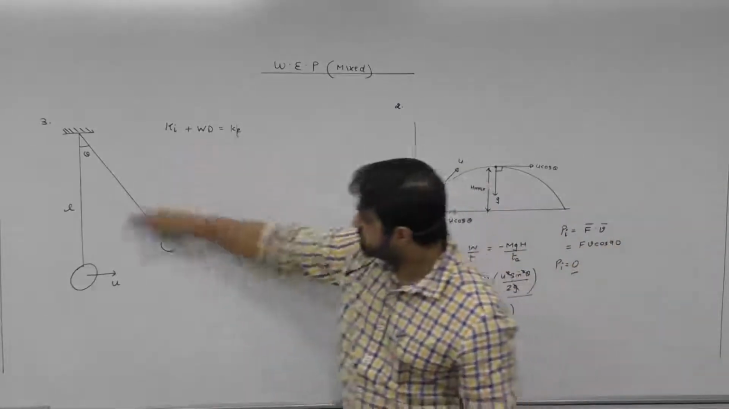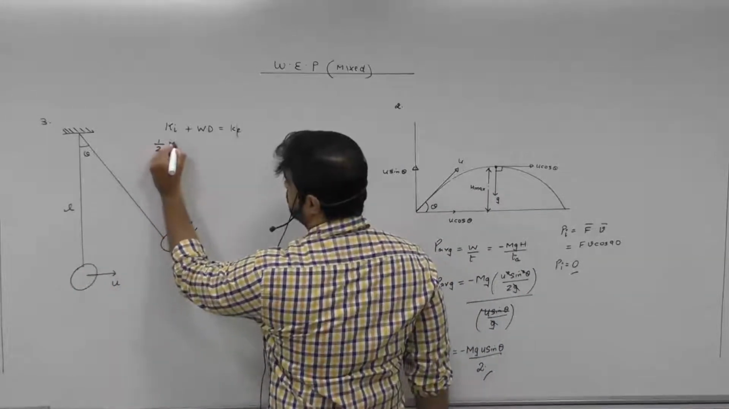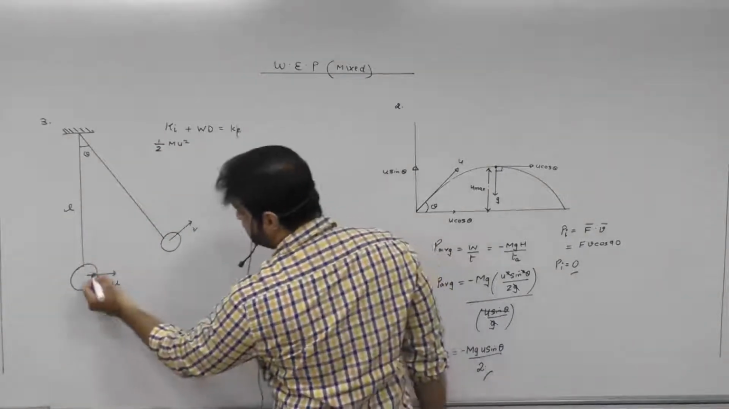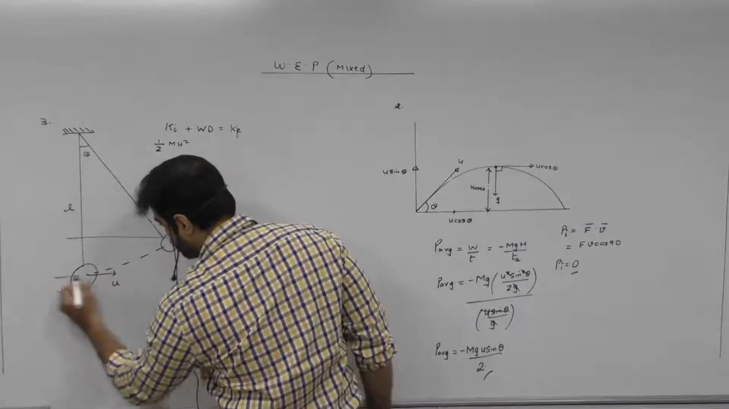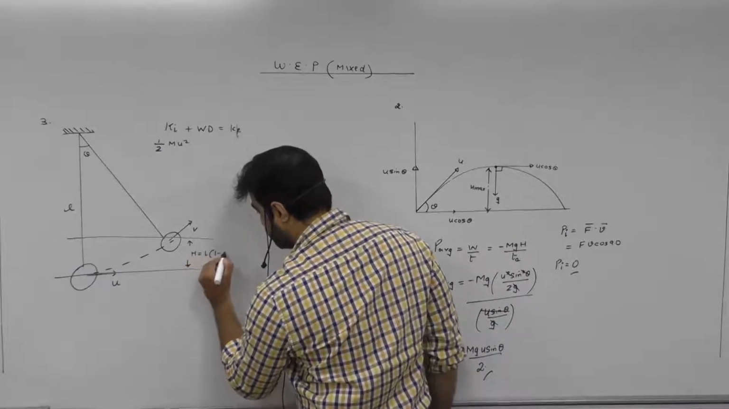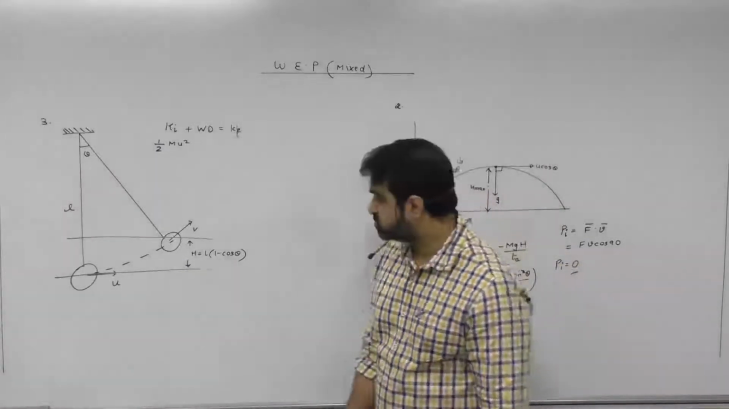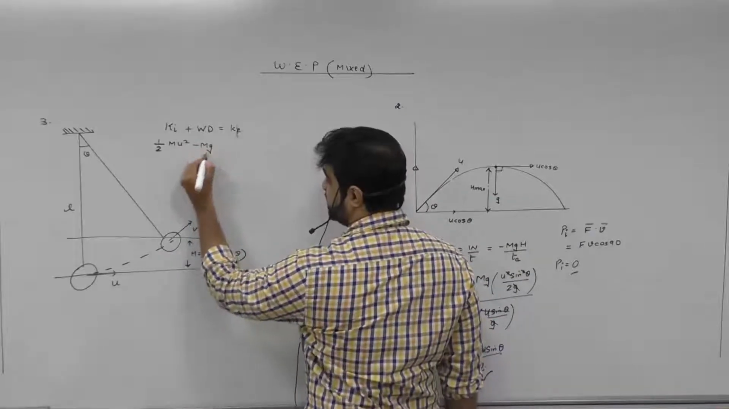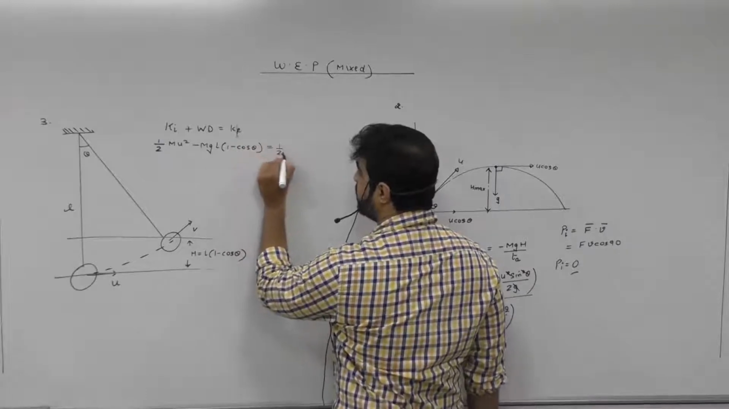Can anyone tell me what is the initial kinetic energy? Half m u square. Can anyone tell me what is the work done by gravity in taking it from here to here? It is raised by a height of h. How much is this height h? It will be L(1 minus cos theta). Everyone is agreeing with me. This is there in circular motion lectures also. So how much is the work done by gravity? Work done by gravity will become minus mgh. But h is what? L(1 minus cos theta). And the final kinetic energy is going to become half mv square.